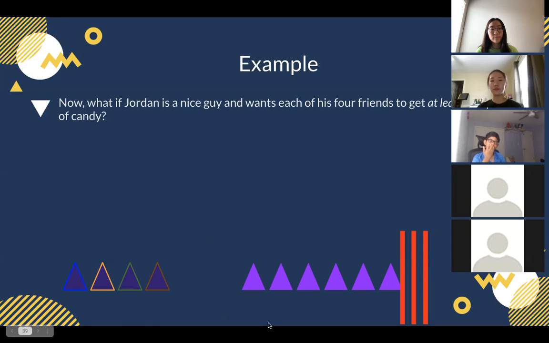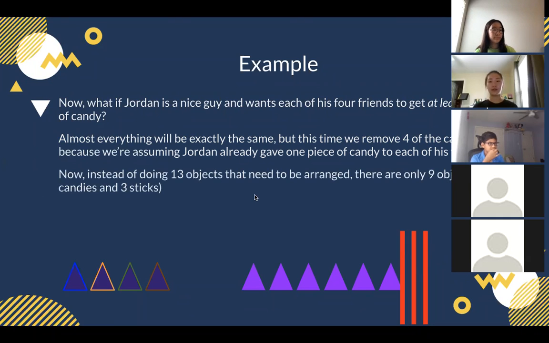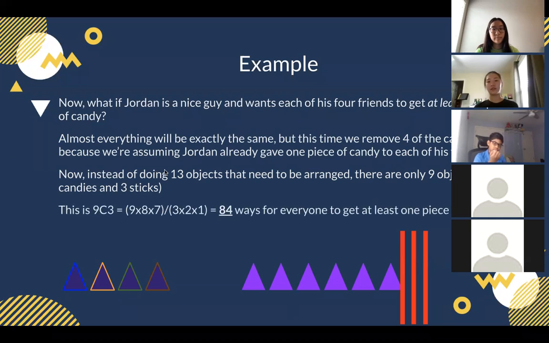And so what if Jordan is actually a nice friend and wants to give each of his 4 friends at least one piece of candy? If this happens, it's pretty simple. What you do is remove 4 of the candies, because we're going to assume he already gave them out to each of his friends. So now we only have 6 candies and then 3 sticks. That's 9 objects in total. Somebody said in the chat 9 choose 3. And yes, that's what you would do, which would be 84.